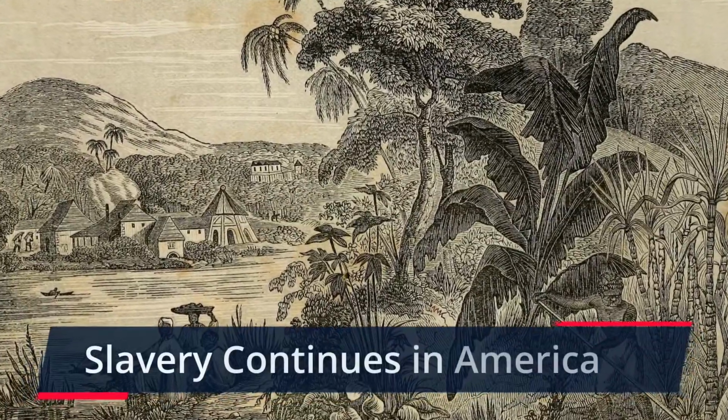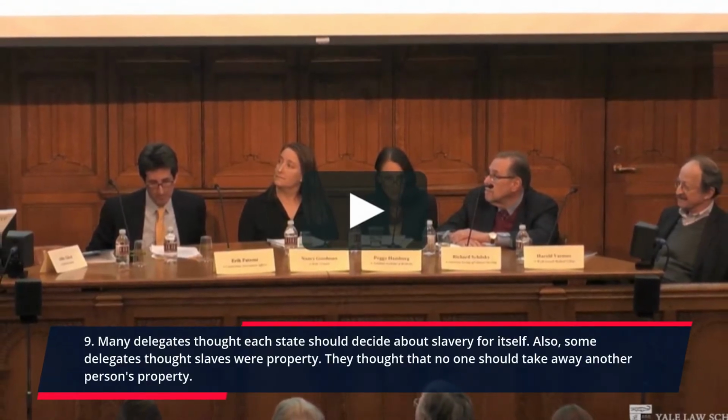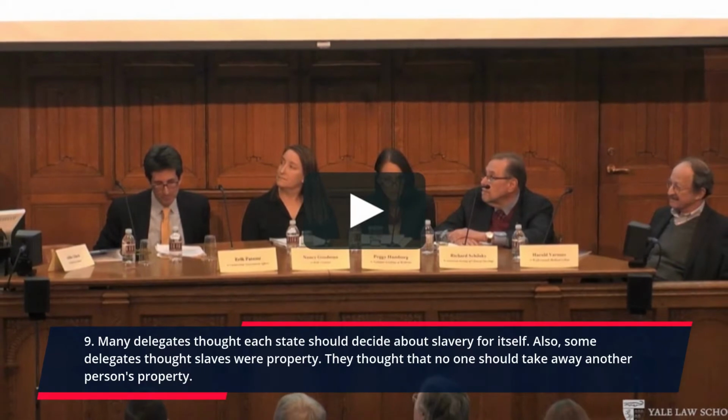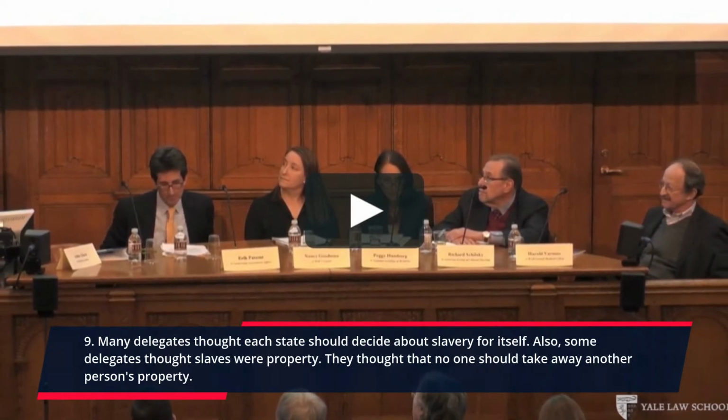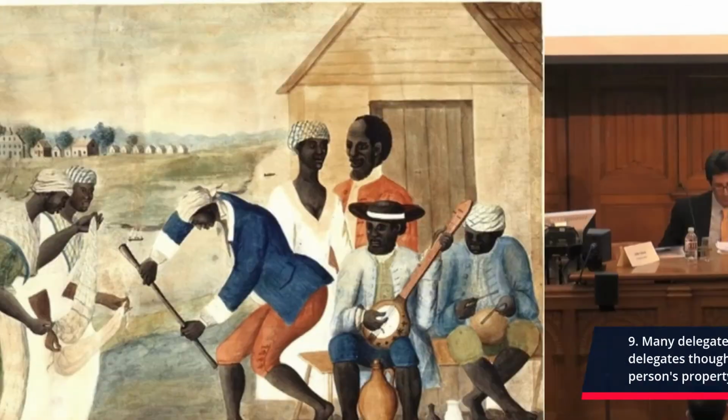Slavery continues in America. 9. Many delegates thought each state should decide about slavery for itself. Also, some delegates thought slaves were property. They thought that no one should take away another person's property.